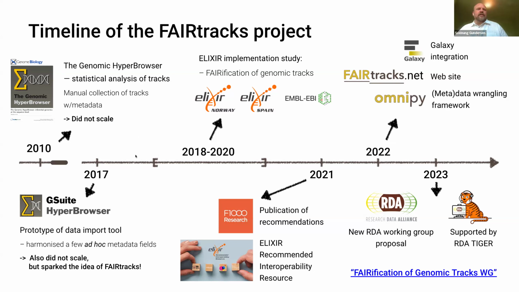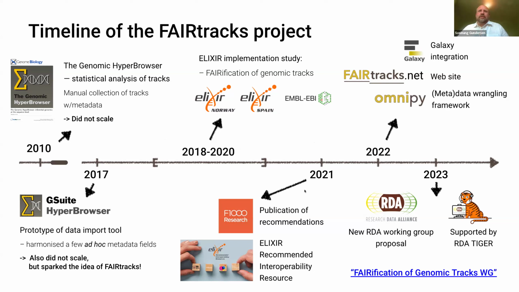And that sparked a project called FAIRtracks, which was then an Elixir implementation study. This was together from Elixir Norway, together with Elixir Spain and the EMBL-EBI, and specifically the Track Hub Registry team there. And I think this happened more or less in the same time frame as this project that Anna described, but I was not aware of that, and the scope is quite similar. So at least we're working together now.